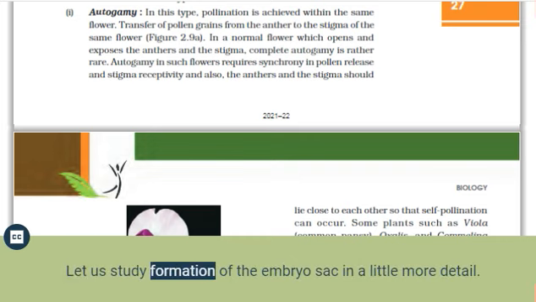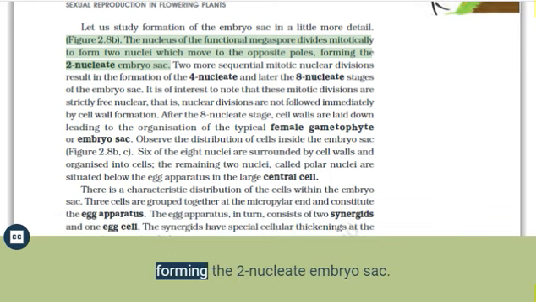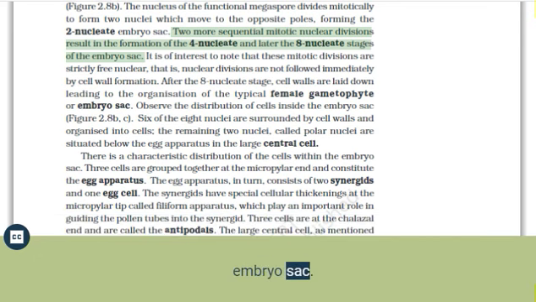Let us study formation of the embryo sac in a little more detail. The nucleus of the functional megaspore divides mitotically to form two nuclei which move to the opposite poles, forming the two-nucleate embryo sac. Two more sequential mitotic nuclear divisions result in the formation of the four-nucleate and later the eight-nucleate stages of the embryo sac.